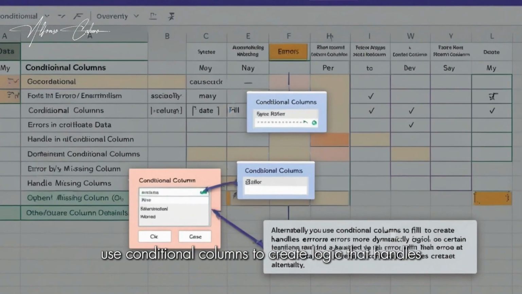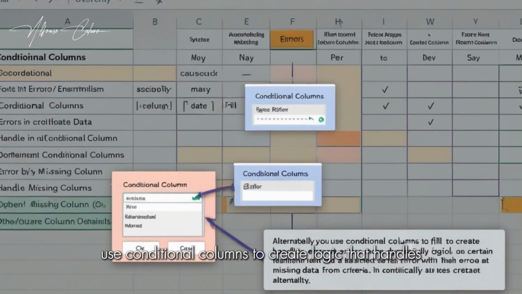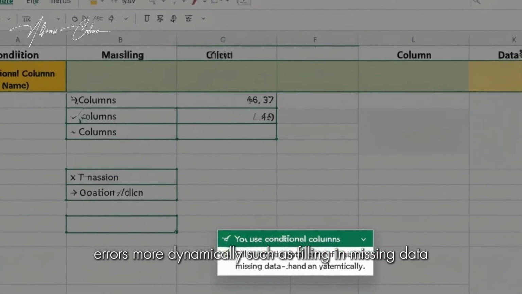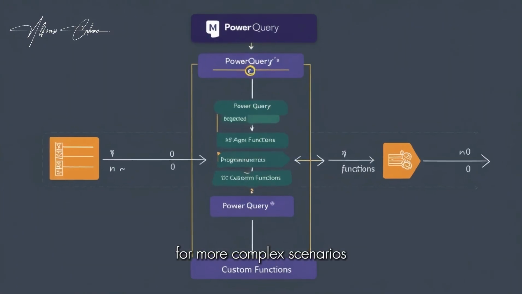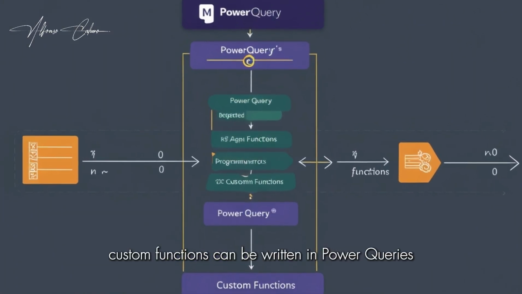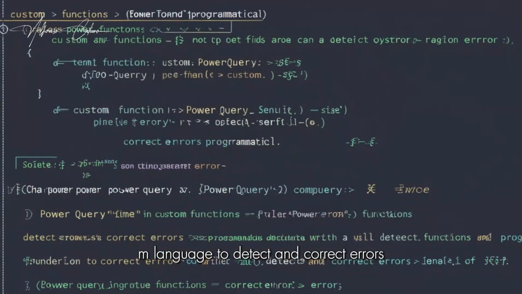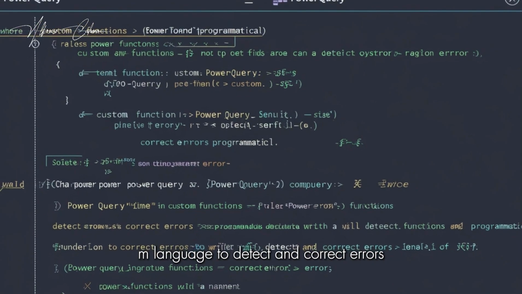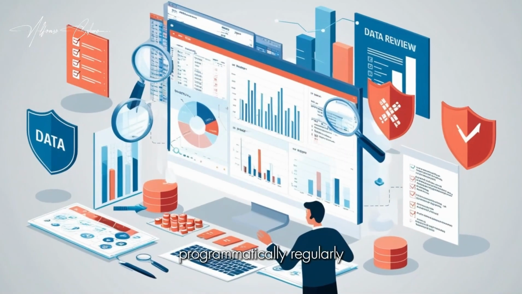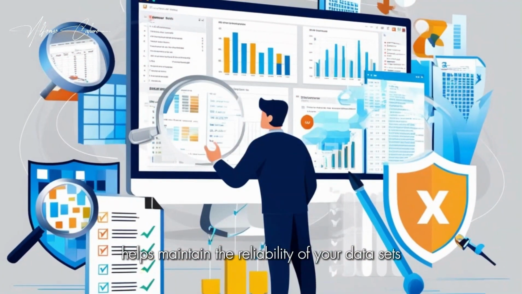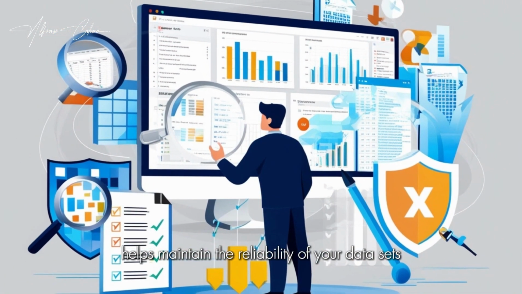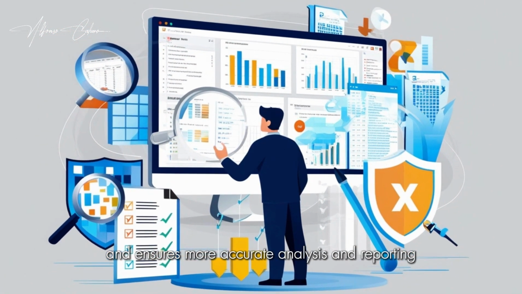Alternatively, you can use conditional columns to create logic that handles errors more dynamically, such as filling in missing data based on certain criteria. For more complex scenarios, custom functions can be written in Power Query's M language to detect and correct errors programmatically. Regularly reviewing and cleansing your data with these techniques helps maintain the reliability of your datasets and ensures more accurate analysis and reporting.